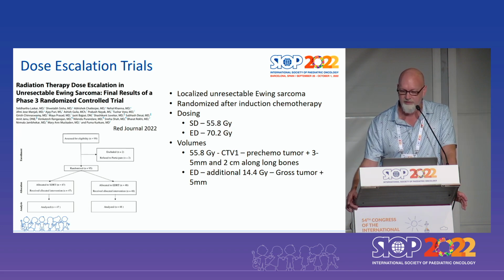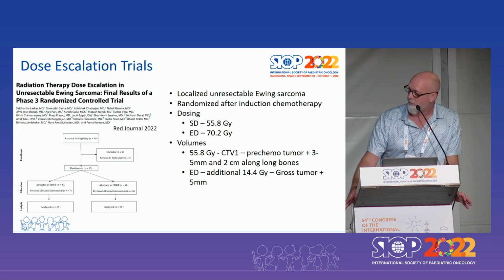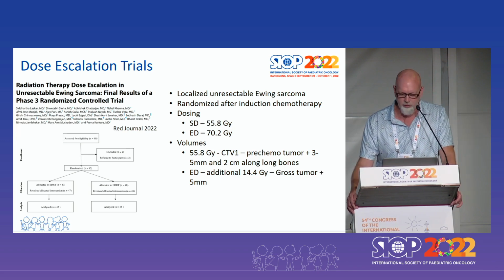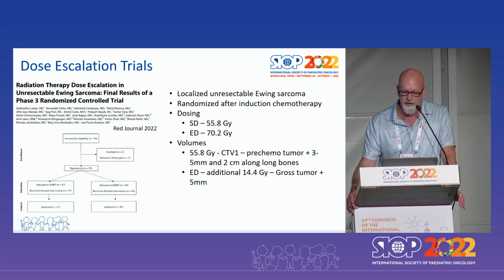The dosing was 55.8 gray or 70.2 gray, and the tumor volumes are here. And Dr. Lasker, if I got them wrong, please feel free to correct me when we get to the discussion. But in general, a pretty standard expansion of a CTV, and then for the escalated dose arm, an additional 14.4 gray, really primarily to the gross visible tumor.